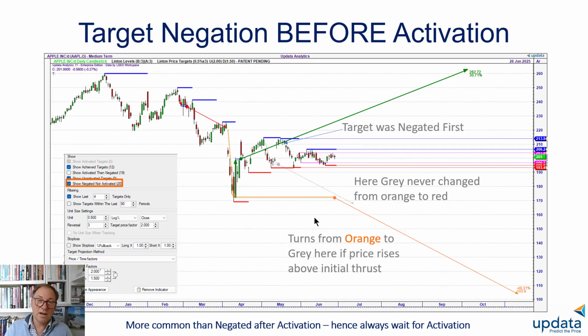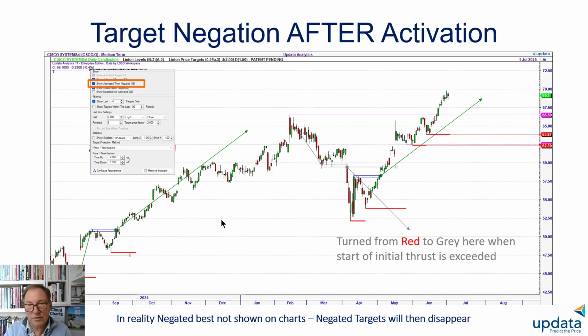A target that is negated before it is activated is much more common than a target that is negated after it is activated. Now, you do get targets that get activated that then fail, and they are negated after activation. But as I say, these happen less frequently.